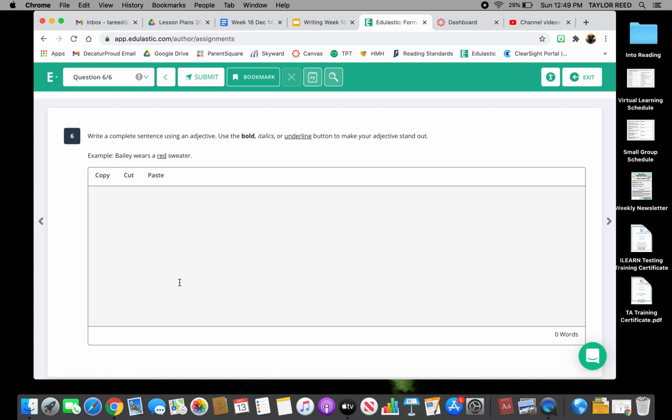All of them are that same instructions except for number 6 says to write your own complete sentence using an adjective. So you can make the word bold, italics, or underlined in order to make the adjective stand out. So that way I know which word is your adjective. So this example says Bailey wears a red sweater, and I underlined the word red.